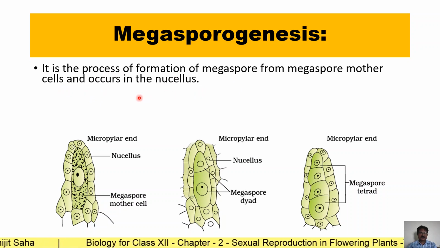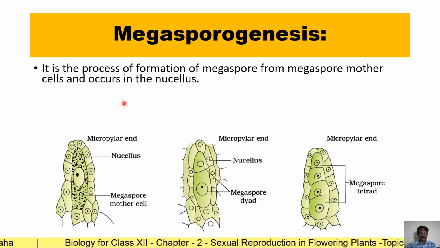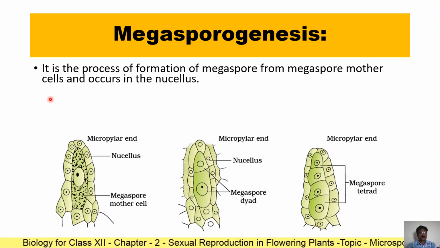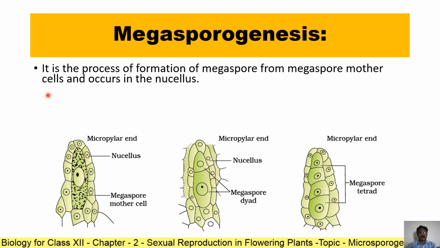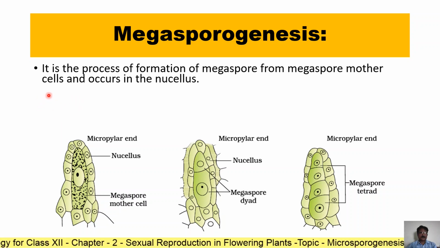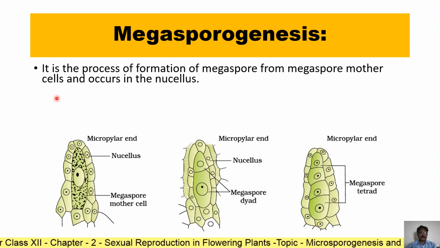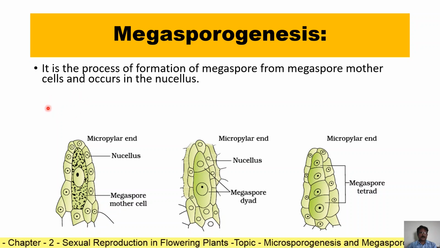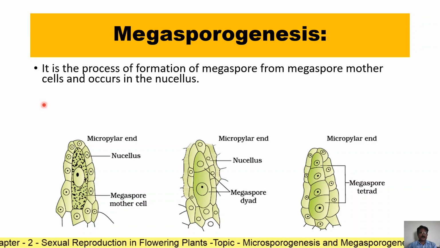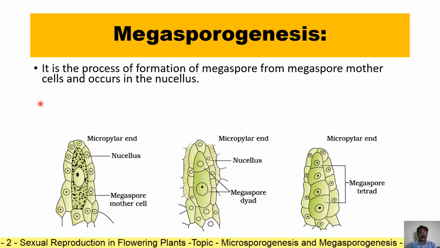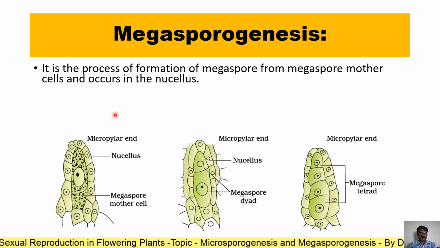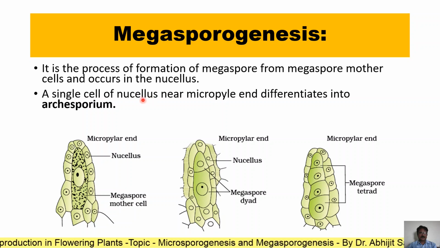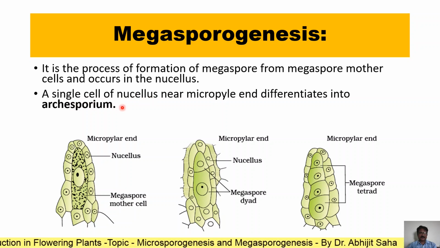Just like we have discussed in microsporogenesis, we found that a very young anther, which was oblong in shape, had single archisporial cells developing at its four corners from the hypodermal cells. Here, instead of four, only one archisporial cell develops.